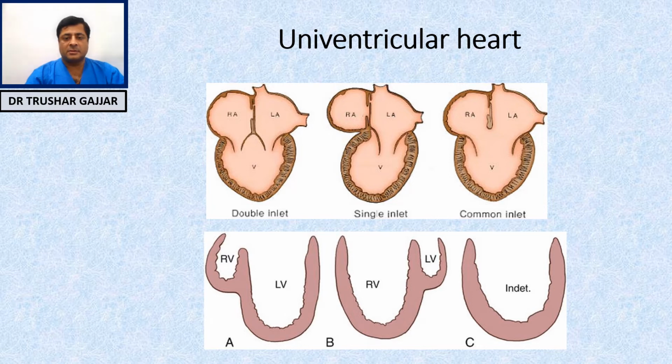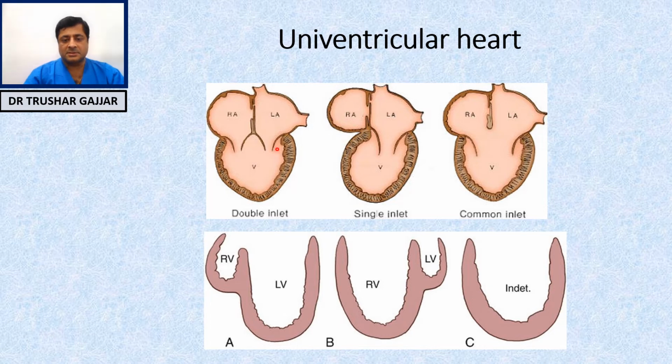Let us move on to the third anomaly of the ventricle, that is called univentricular heart. Now univentricular hearts are, as we have seen, maybe because of non-formation of one valve, either right or left, so that is called single inlet, or there is no ventricular septum formation and both atria are draining into the same ventricle. That means it is double inlet.